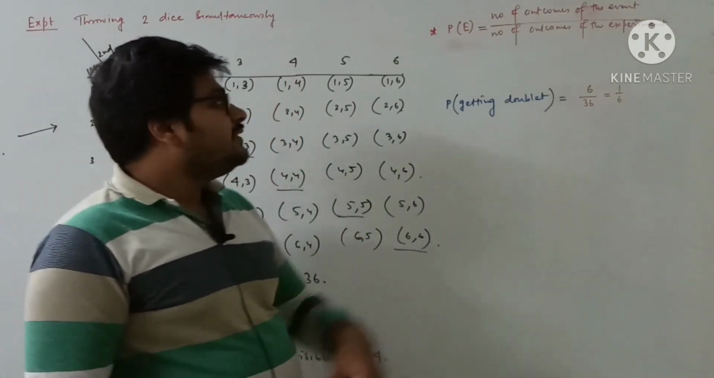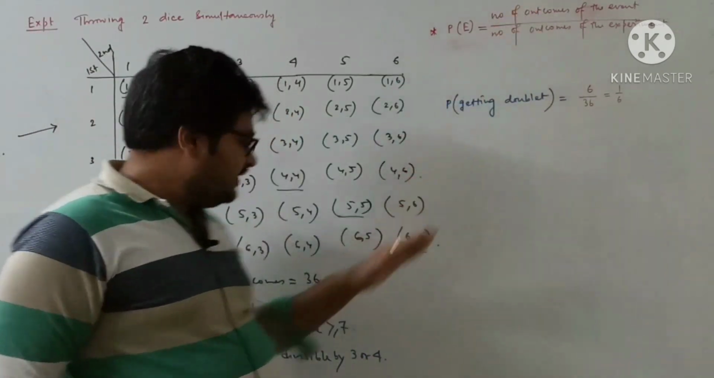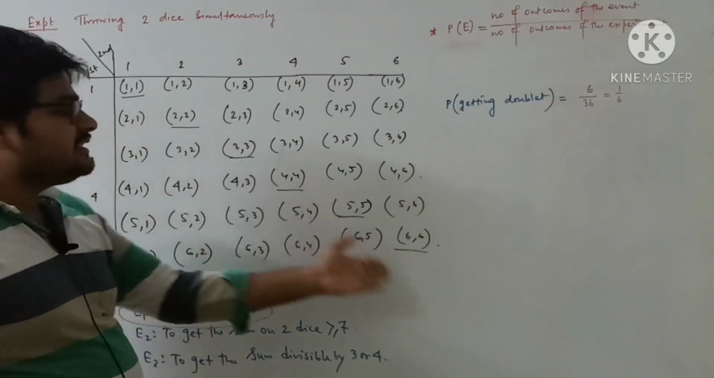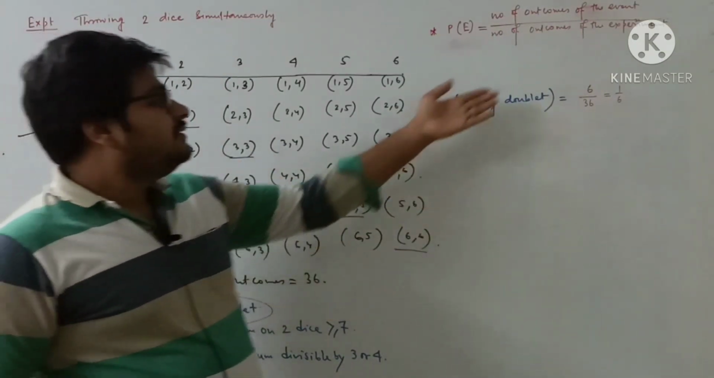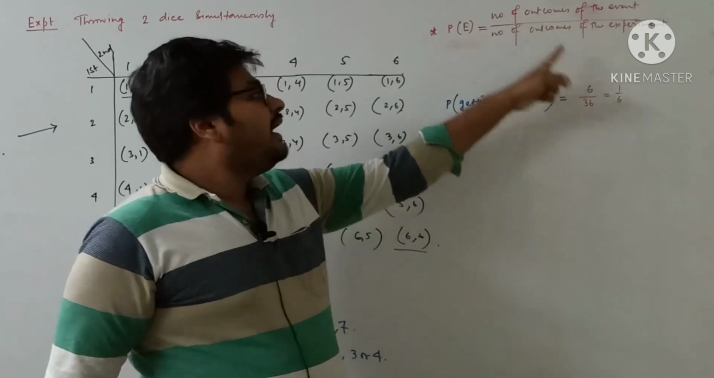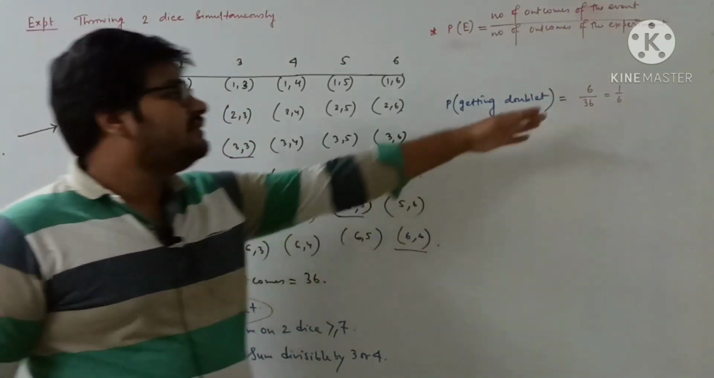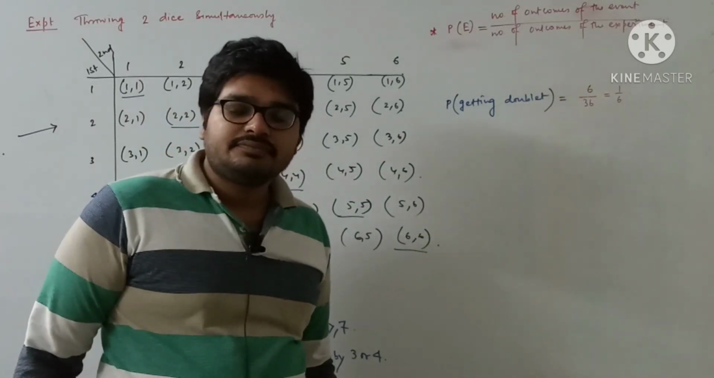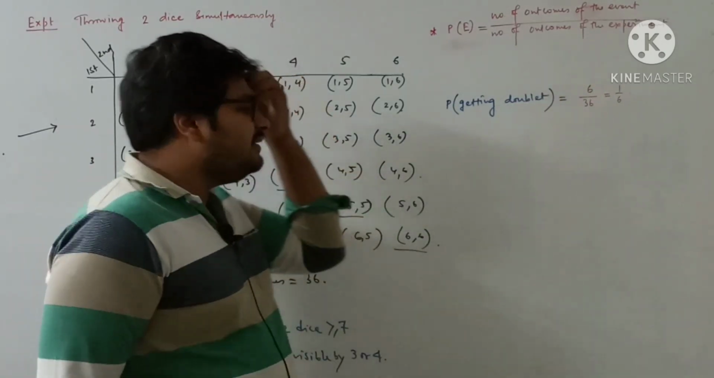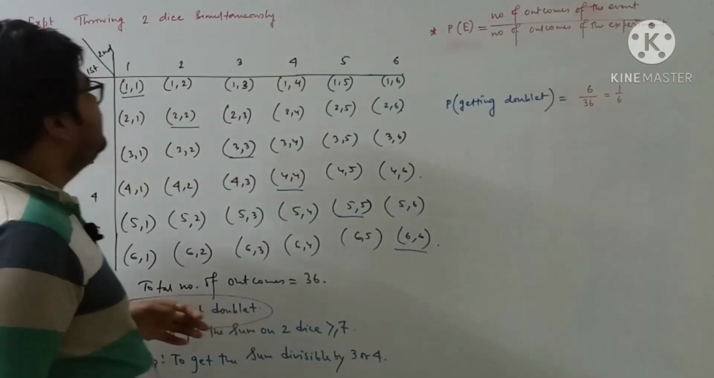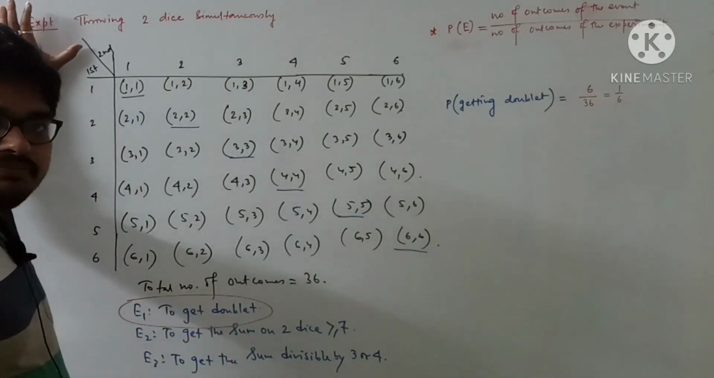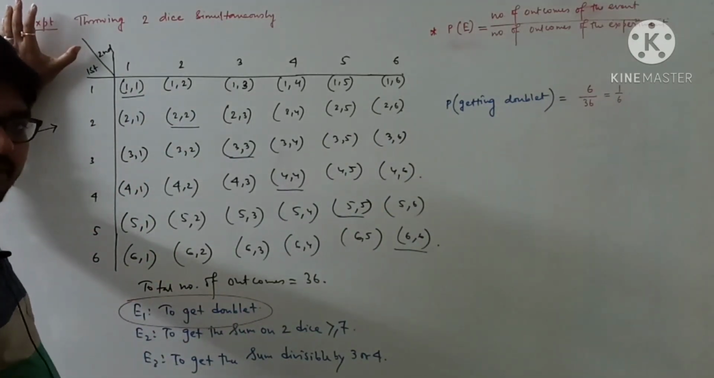The formula was number of outcomes of the event. So event related outcome I have 6 written, and below it is number of outcomes of the experiment. Experiment related outcomes are 36, written and simplified. And one thing I must say here is what is an experiment, I have explained using the example.